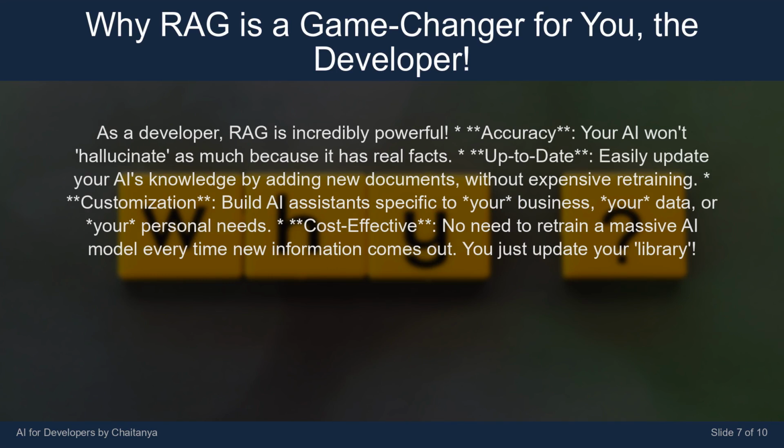As a developer, RAG is incredibly powerful. Accuracy: your AI won't hallucinate as much because it has real facts. Up to date: easily update your AI's knowledge by adding new documents, without expensive retraining. Customization: build AI assistants specific to your business, your data, or your personal needs. Cost effective: no need to retrain a massive AI model every time new information comes out. You just update your library.